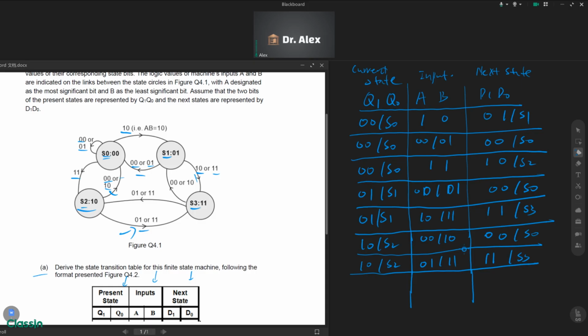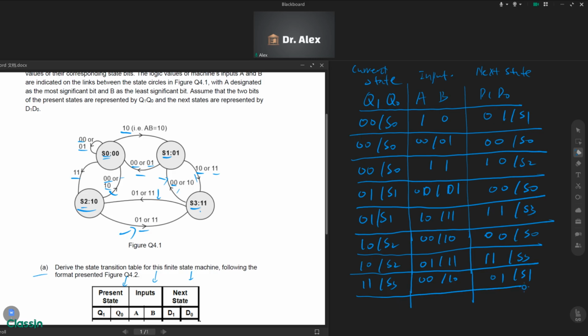Okay, finally, we will look at state 3. State 3 is 1 1. We can see there are two outputs to the next state. One is 0 0, and one is this one. So we look at this one. When the input is 0 0 or 1 0, the output will be 0 1, which is state 1.